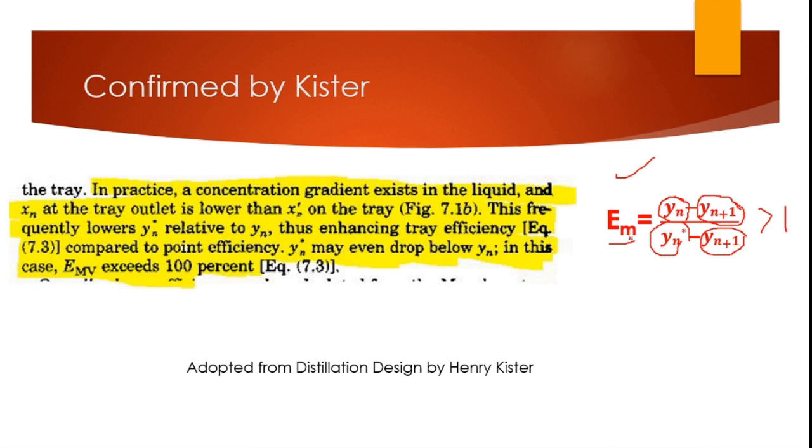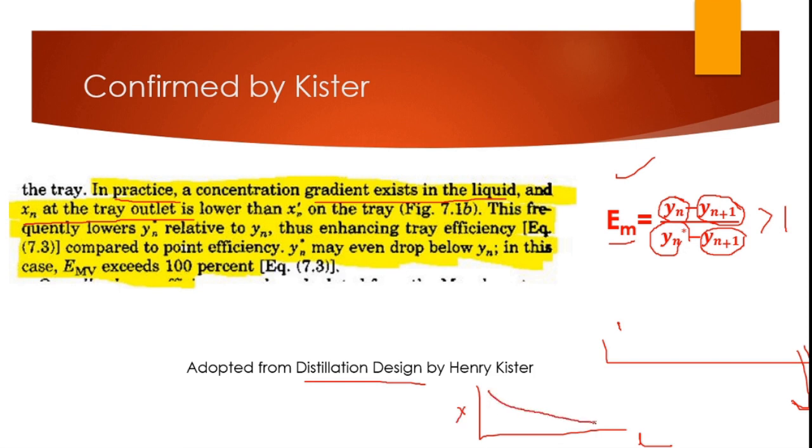This has been further confirmed by Henry Kister in his famous book on distillation design, where he says, and I have highlighted it, that in practice a concentration gradient exists in the liquid, which I have told you already. So Xn at the tray outlet is lower than Xn on the tray, because there is a concentration gradient. If this is the tray, this is the length of the tray L, and this is your concentration gradient X, it will decrease along the tray like this.